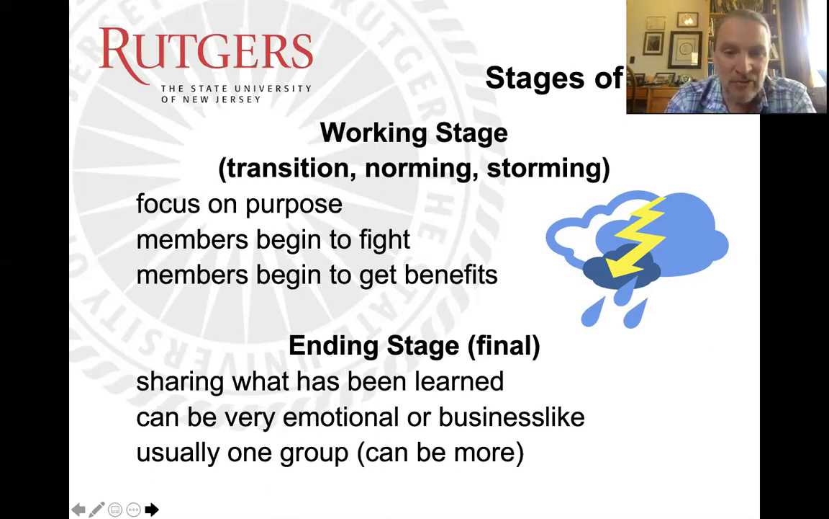Ending stage is a wrap up, sharing what's been learned. We'll talk about the specifics of this and the tasks that go with it. But it's not as easy as, okay, group's over. There's some emotional attachment to the group and some processes that need to be done there as well. It's usually one group session, which should be announced in advance. However, it can be more if the group is running longer.